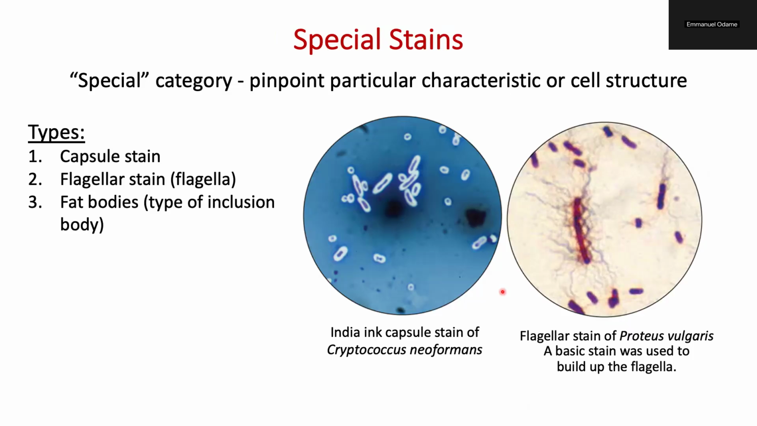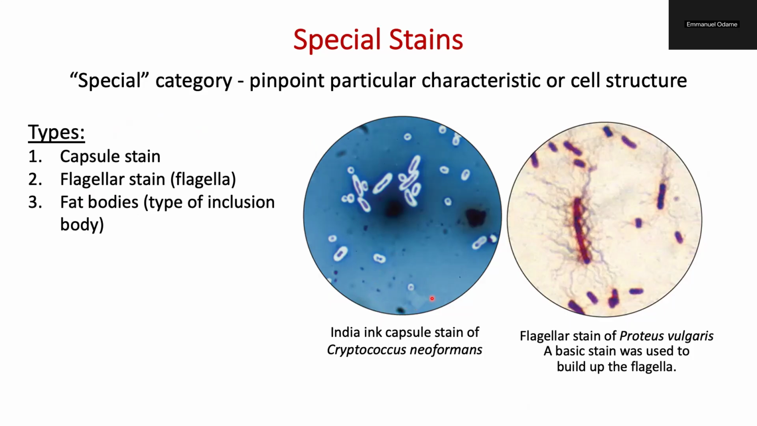And then lastly, we have the special stains. These special categories basically pinpoint particular cell structures. Types include the capsule stain, the flagella stain, the one I was talking of earlier on, and the inclusion body stain. One example of the capsule stain is the India ink capsule stain.